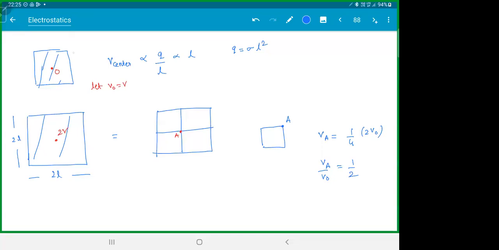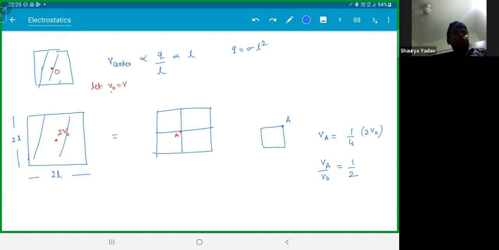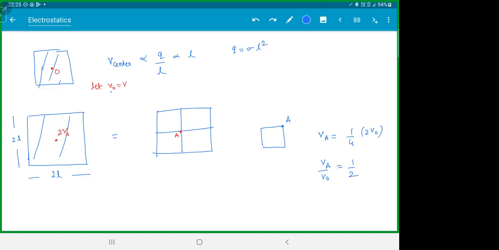Again, look at the logic. For a small square plate, if the potential is V naught, for the big square plate, the potential will be 2V naught. But this 2V naught is given by 4 small square plates. For the small square plates, A is the corner. For the big plate, A is the center. So if the total is 2V naught, then each plate will give only 1/4 of 2V naught. Is this clear? So you can't calculate the exact values, but you can get the ratio. So the center is divided into all 4 corners. Okay. How to do it for the cube?